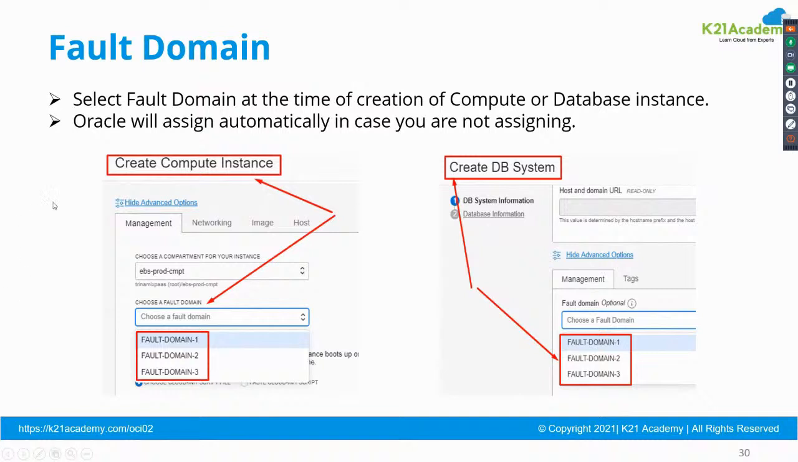Here you can see for the compute instance, you have a choice to select the fault domains. Three fault domains are given, and you can select one. And here, say I'm creating a database system, and you can see the fault domains there too. At the time of creation, you will be allocating the fault domains for the virtual machines or the database instance. If you have not selected, Oracle is going to automatically assign one of their choice.